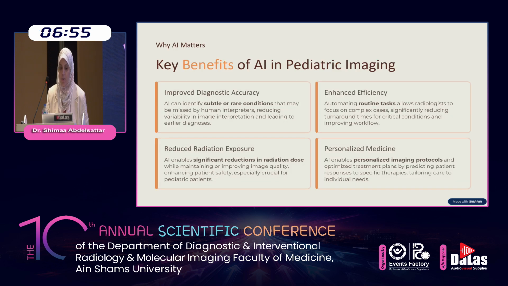The key benefits of AI, as all said in the previous presentations, are improving diagnostic accuracy, reducing radiation exposure, and enhancing efficiency. Also, personalized medicine for optimized treatment plans by predicting patient responses to specific therapies, tailoring care to individual patients.